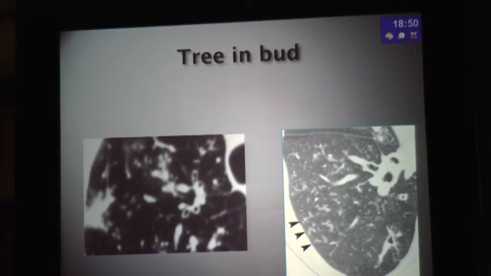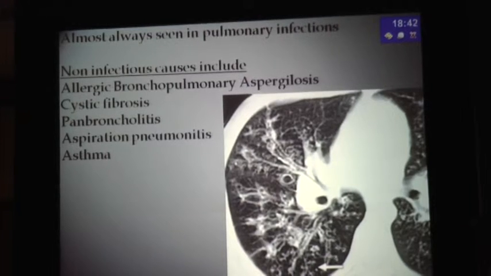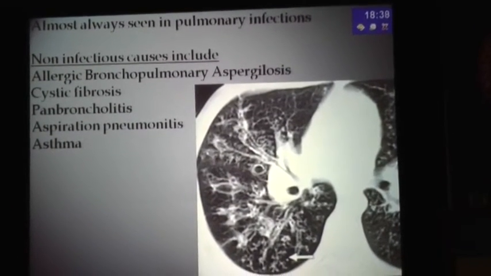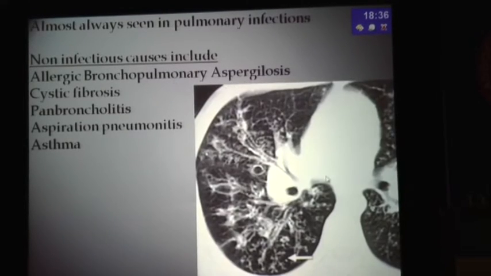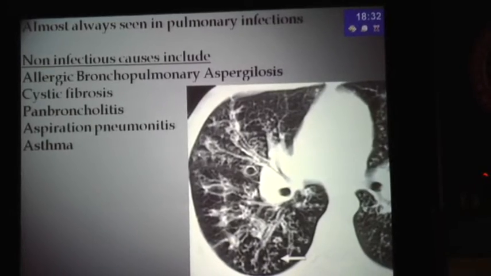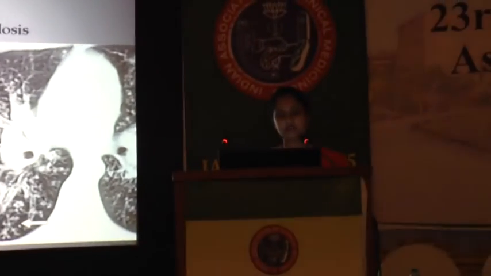Typically, again, it is seen in almost all infections. But there are certain non-infectious pathologies, of which the common one is ABPA, where the telltale sign is bronchiectasis, central bronchiectasis, mucus plugging, and then you see the tree bud appearance of nodules. Other causes are cystic fibrosis and bronchiolitis.